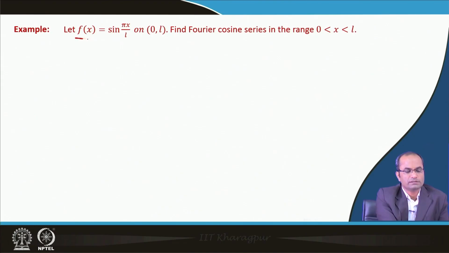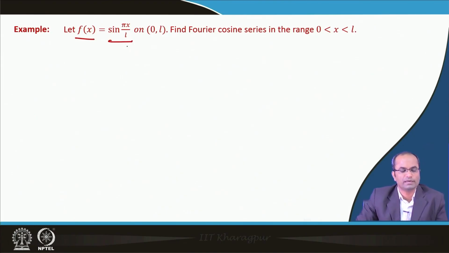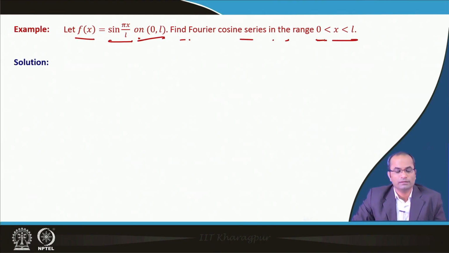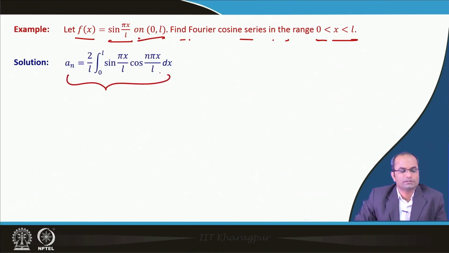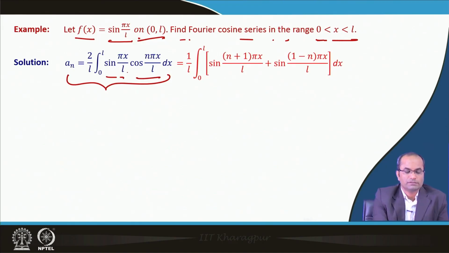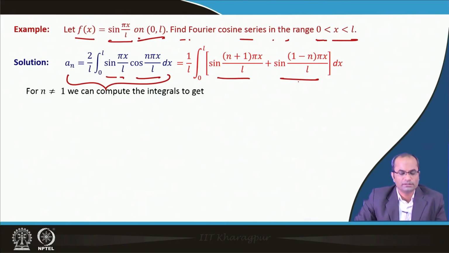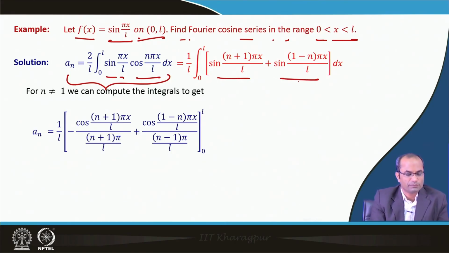Here we will consider f of x as sine pi x over L in the interval 0 to L, and we will write down its cosine series in this range 0 to L. So, again similar steps. For the cosine series we have to compute this a n, which is 2 over L, integral from 0 to L, of sine pi x and then cosine n pi x over L. So, we can use the 2 sin a cos b formula, and then we have to integrate it. So, I believe we can proceed further.